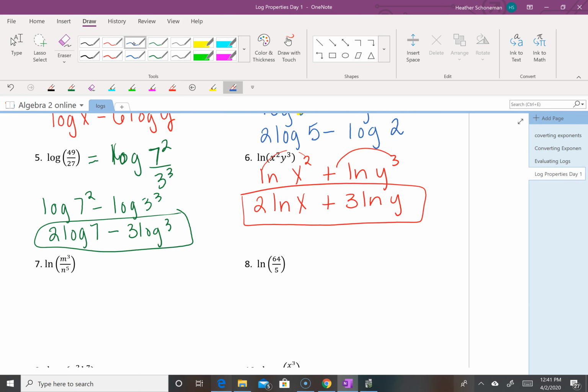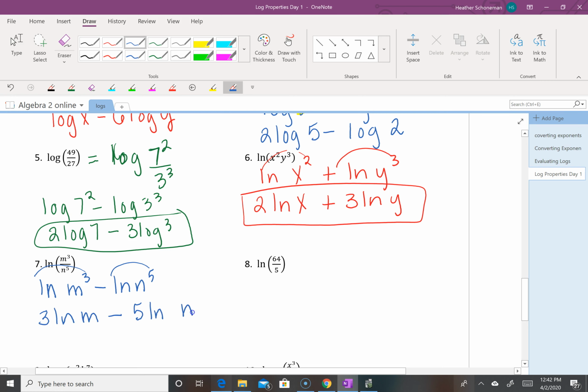Okay, number 7, this is division. So it's going to be natural log of m cubed minus, for division, natural log of n to the 5th. Move the exponents, so I have 3 natural log of m minus 5 natural log of n. Sorry, I should have picked different variables with the natural log, huh? N and natural log together doesn't look good. All right. Couple more and then we're done.